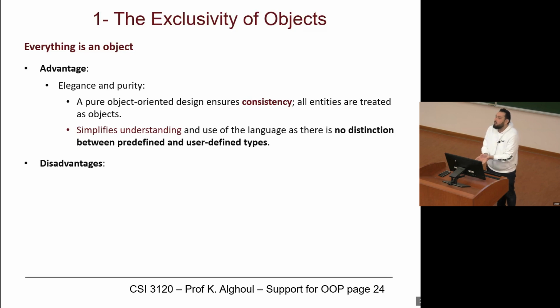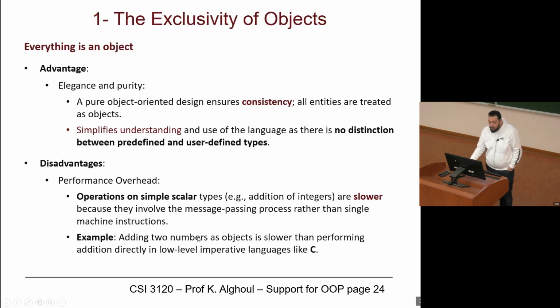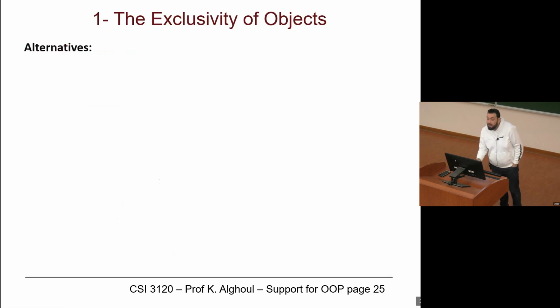It's the same thing. One of the main issues, if I don't have primitives and want to do a very simple thing like adding two numbers, is that it's going to take more time than actually doing it with primitives. So there is a drawback here, because if I want to do simple tasks, it's going to be costly. Performance overhead: operations on simple scalars, for example addition of integers, are slower because they involve the message passing process rather than single machine instructions. For example, adding two numbers as objects is slower than performing addition directly in low-level imperative languages like C and others.